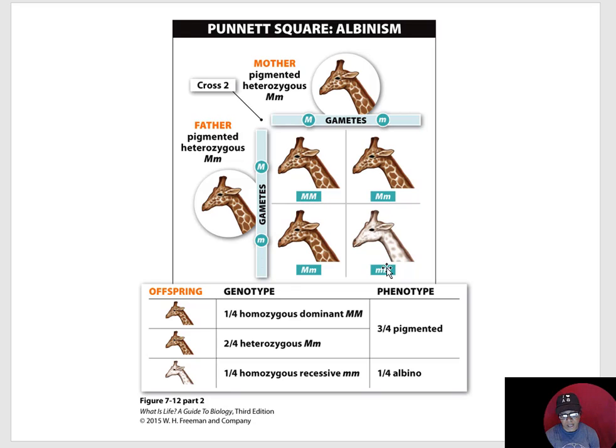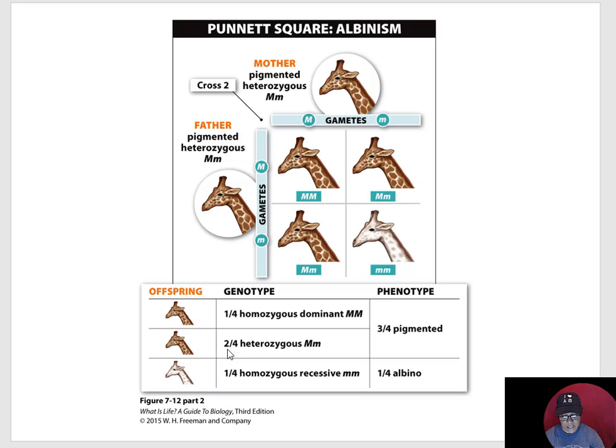So we have 4 boxes, so each box is a quarter, right? But each box is also a percentage, right? So if I were describing the genotype of the offspring here, I could say that 1/4 is homozygous dominant, right? Or I could say it as a percentage. 25% are homozygous dominant, right?